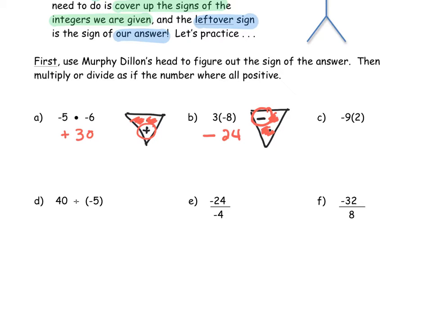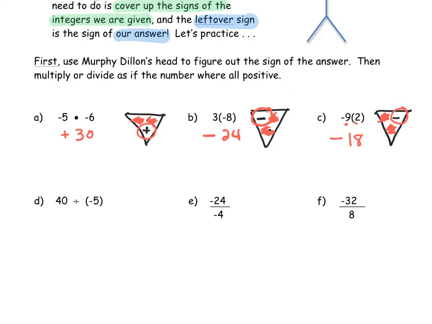Please try letter C on your own. If we look at our Murphy-Dillon face, we covered up one of the negative eyeballs for the 9, and the positive mouth for the 2. So we have a leftover negative. That's the sign of our answer. And just to remind you, when numbers are side by side, that's our new way of multiplying. So side by side means multiply.